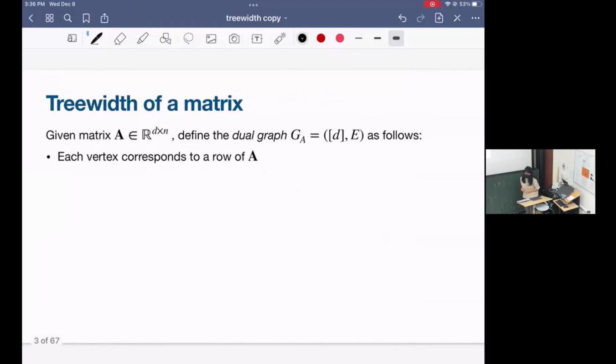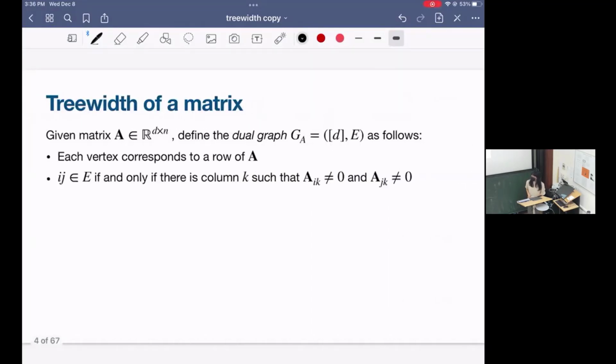Okay, so what is the Treewidth of a matrix? First, given this matrix A, which is of dimension d by n, we are going to define the dual graph, which is going to be on d vertices, and the edges are going to be added as follows. Every vertex is going to be a row of A, and we add an edge between vertex i and j if and only if there is some column k such that row i is non-zero in that column, and also row j is non-zero in that column.